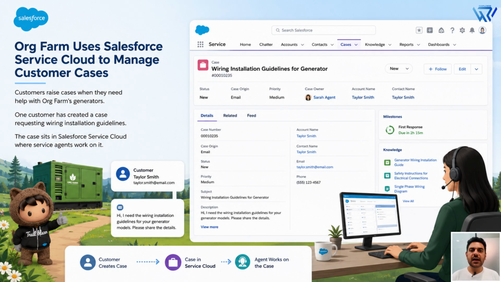Org Farm is using Salesforce Service Cloud where their agents handle cases raised by their customers. So one of the customers has created a case requesting wiring installation guidelines from Org Farm. That case sits in Salesforce Service Cloud. Service agents work on those cases.